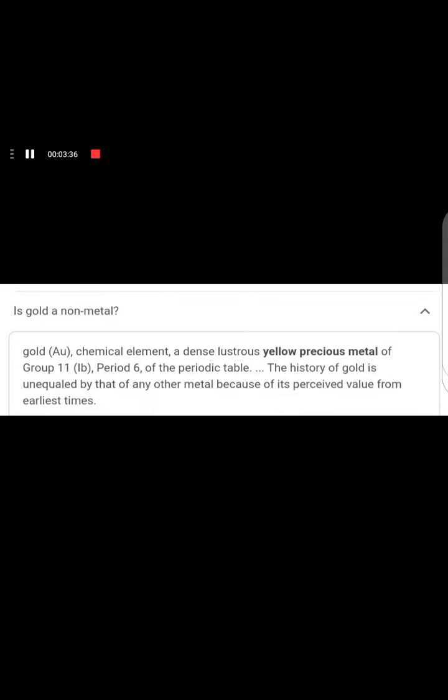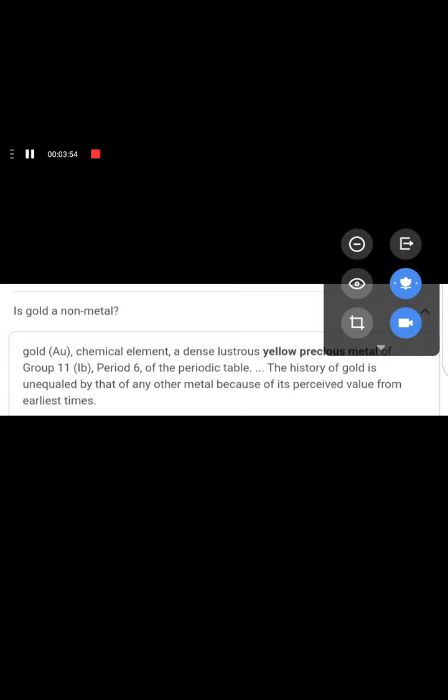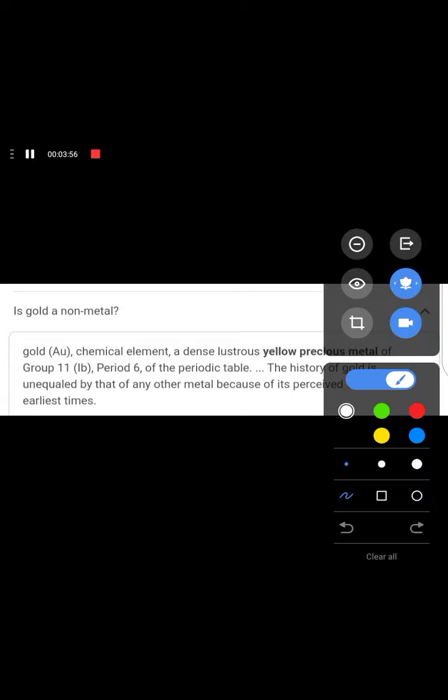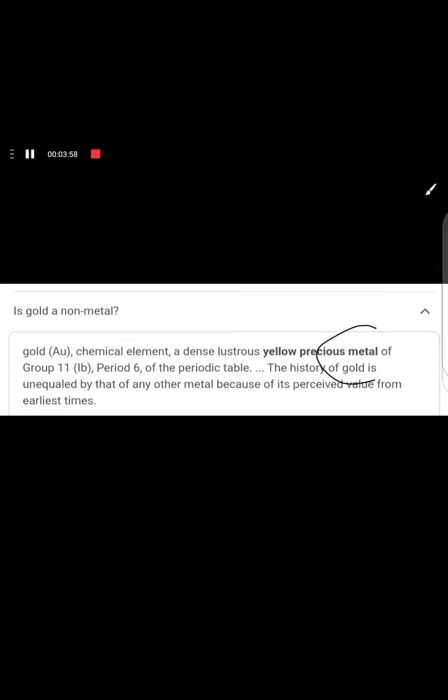Is gold a non-metal? Let me see your answer. Good. Gold has the symbol Au. It is a chemical element and a yellow precious metal. Yes, it is a yellow precious metal. Here itself we got the answer: metal.